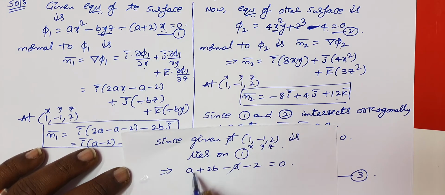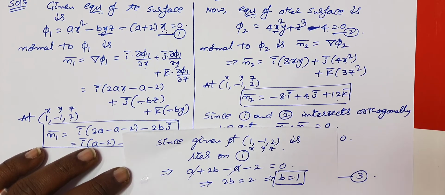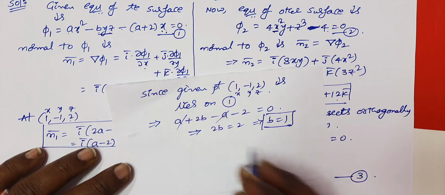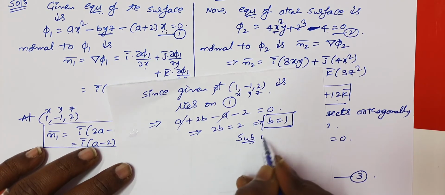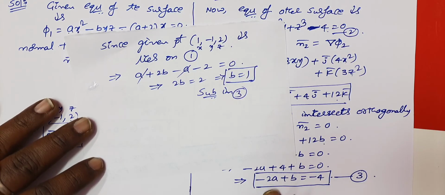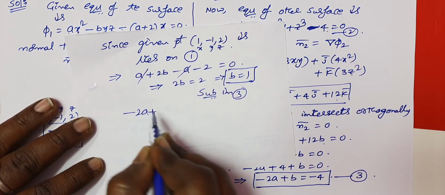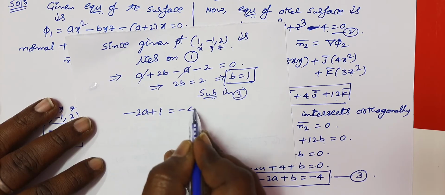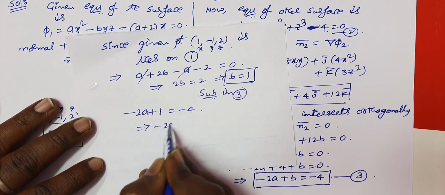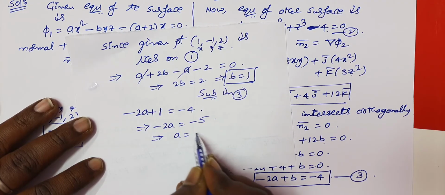Okay, so minus a plus a gets cancelled, 2b is equal to 2 and b is equal to 1. The b value is 1. So replace the b value in equation number 3. What is equation number 3? Minus 2a plus b. So minus 2a plus b, where b is 1, is equal to minus 4. So minus 2a is equal to minus 4 minus 1, minus 5, and the a value is 5 by 2.